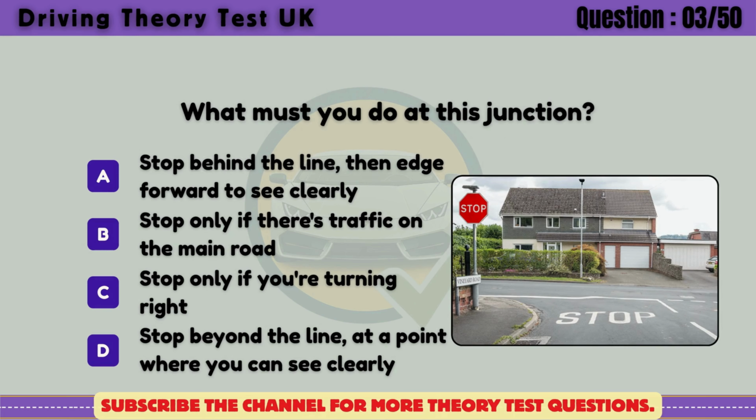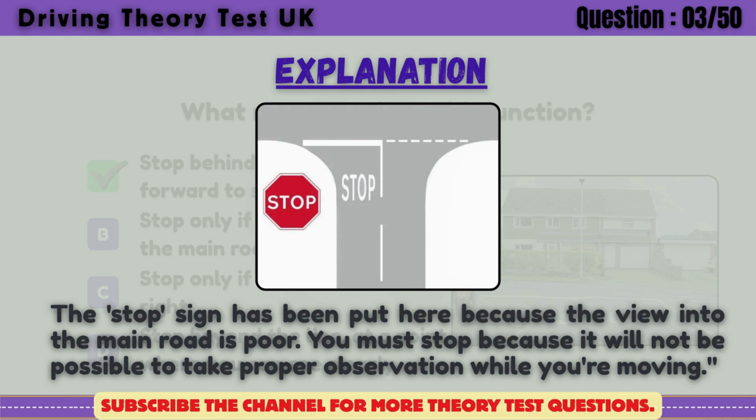Question 3. What must you do at this junction? Option A. Stop behind the line, then edge forward to see clearly. B. Stop only if there's traffic on the main road. C. Stop only if you're turning right. D. Stop beyond the line, at a point where you can see clearly. Answer is A. Stop behind the line, then edge forward to see clearly. The stop sign has been put here because the view into the main road is poor. You must stop because it will not be possible to take proper observation while you're moving.